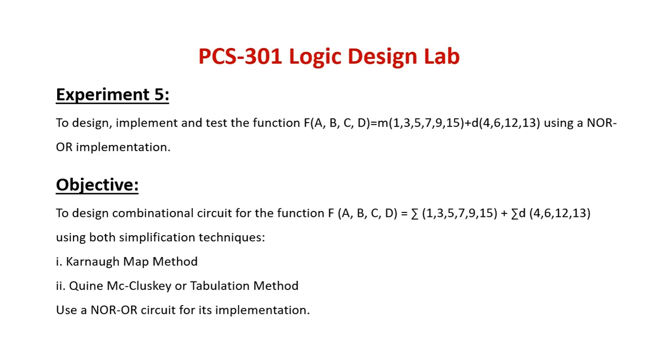Now today we will discuss and perform experiment number 5, which is to design, implement and test the function f, which is of 4 variables ABCD, where A is MSB while D is LSB, and it is the sum of minterms 1, 3, 5, 7, 9, 15, with don't care terms of 4, 6, 12 and 13, and we have to implement it using a NOR or implementation.